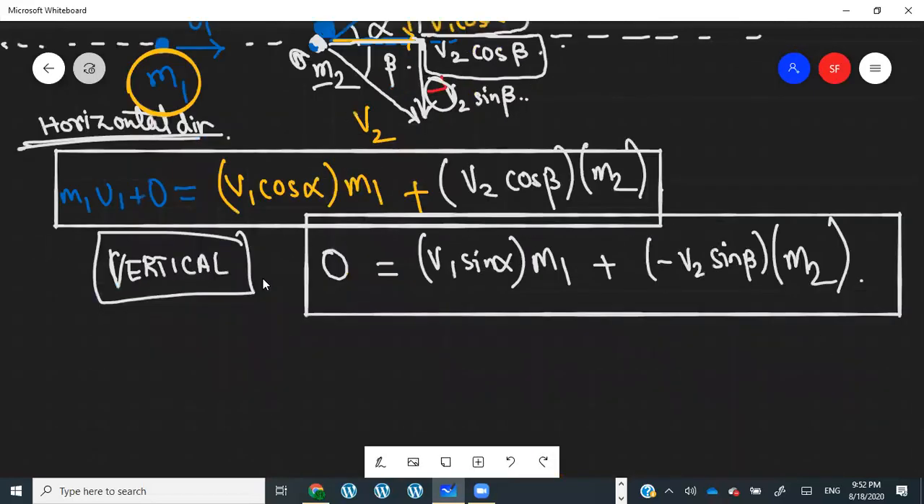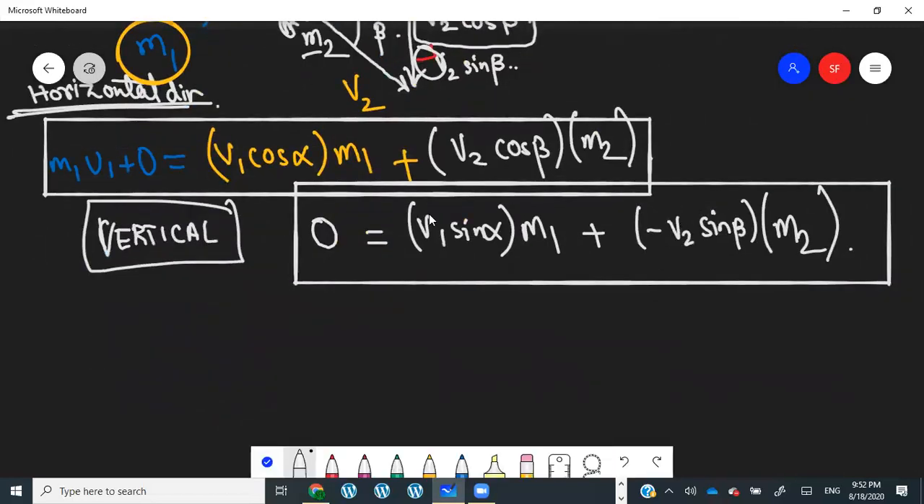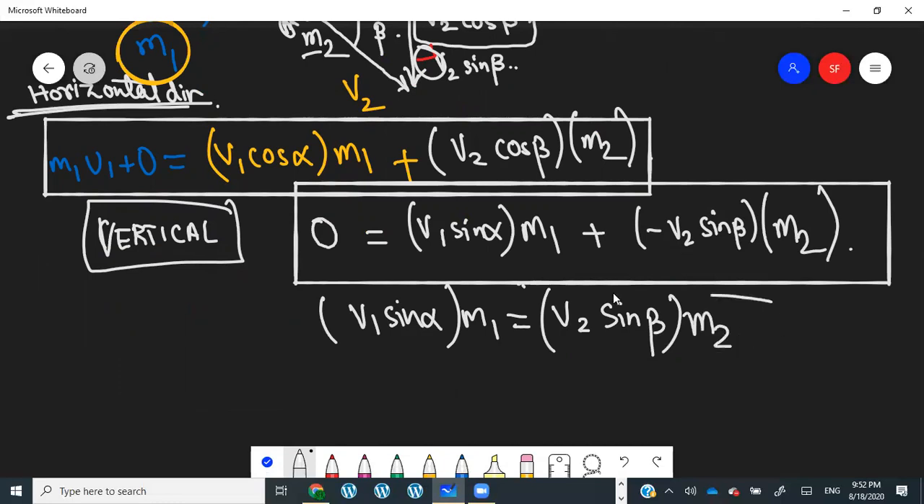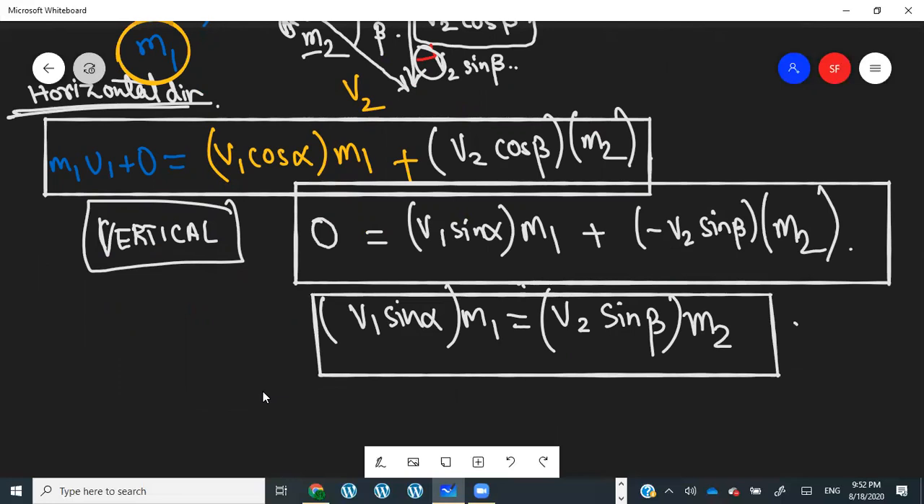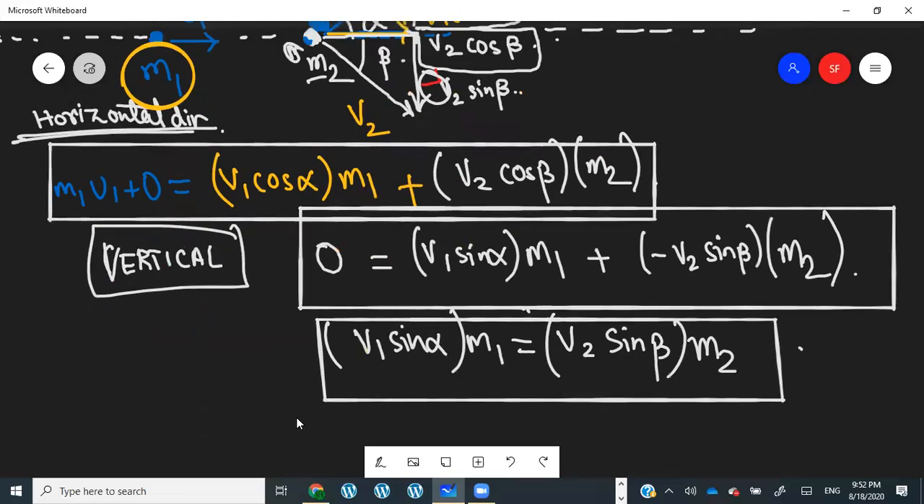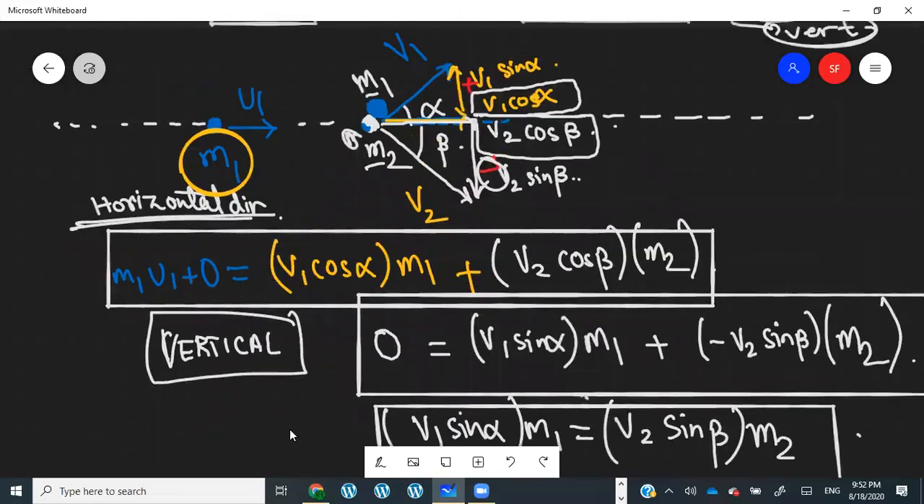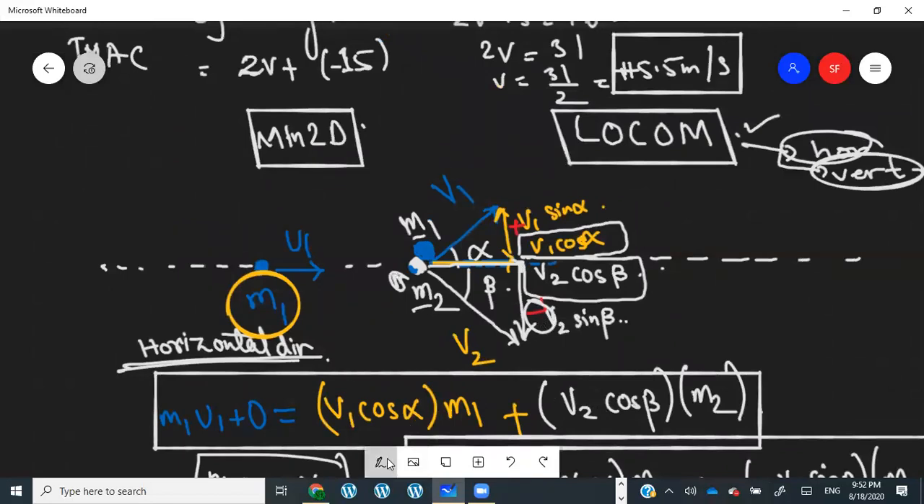By the way, this can be rearranged. The negative sign, when it goes to the other side, gives v1 sine of alpha multiplied by m1 equal to v2 sine of beta multiplied by m2. This is the final equation that you'll get in the vertical direction for momentum. Get it? This was momentum in two dimensions, and this is very important. It has been tested, even in 2019.